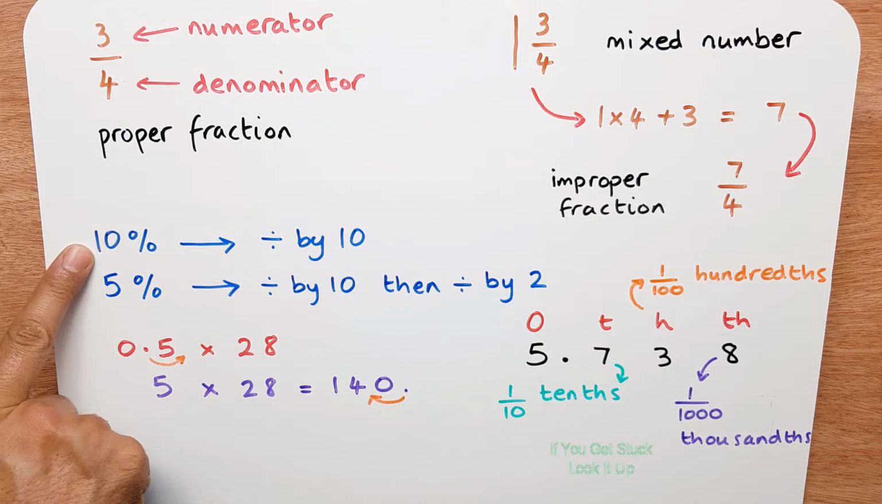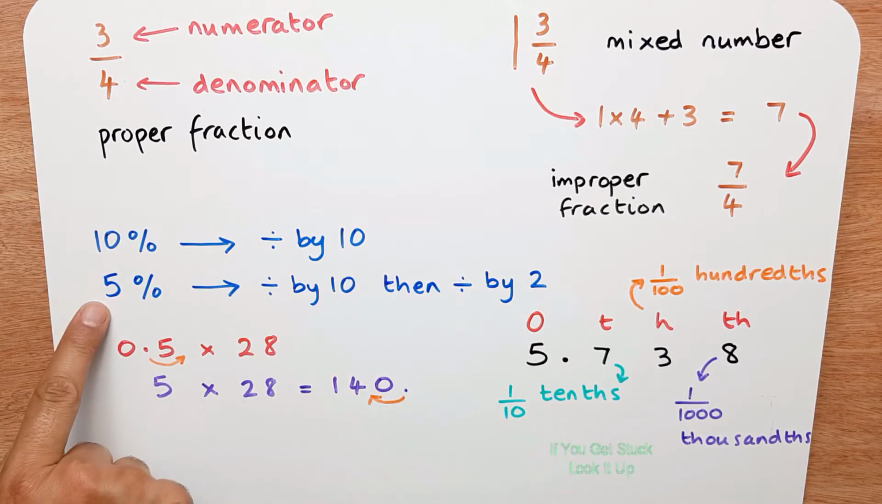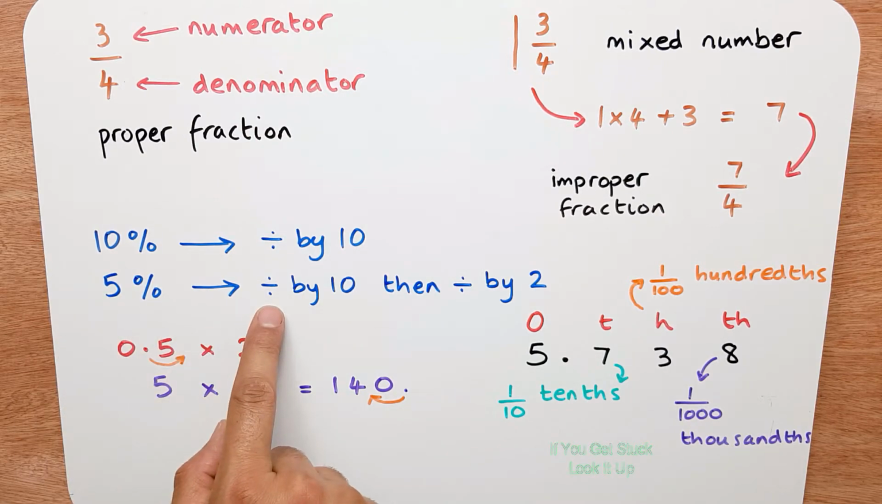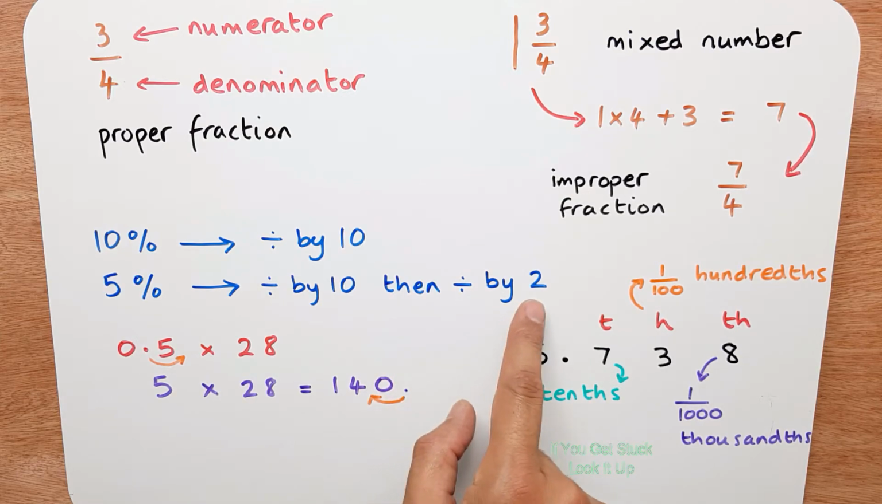Now to work out 10% of a number, you simply divide the number by 10. If you want to work out 5%, divide the number by 10, then divide it by 2.